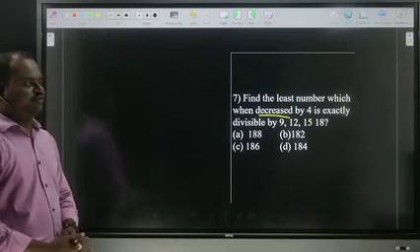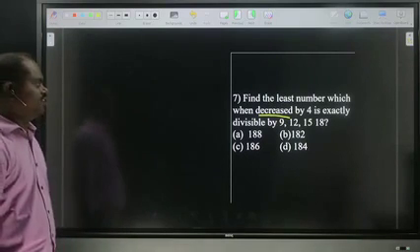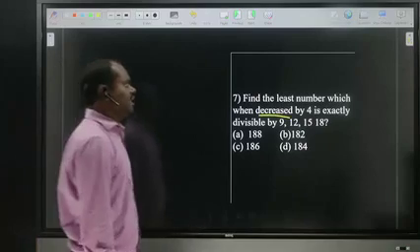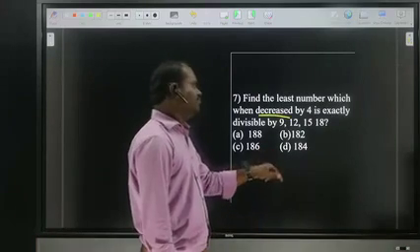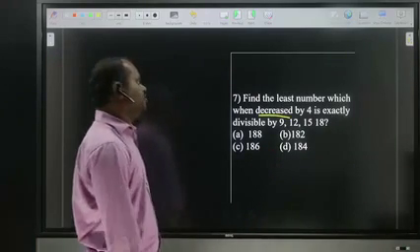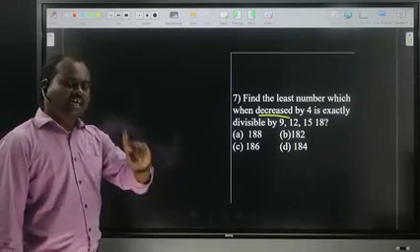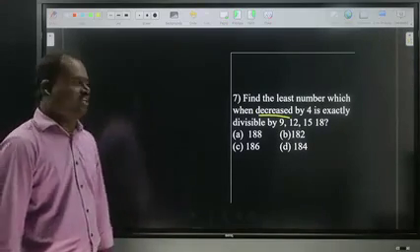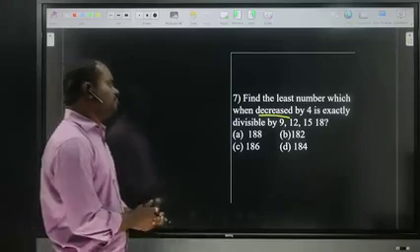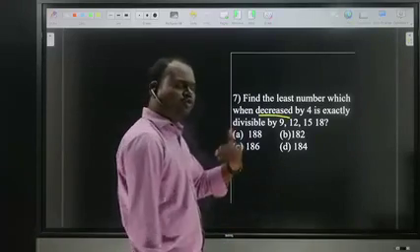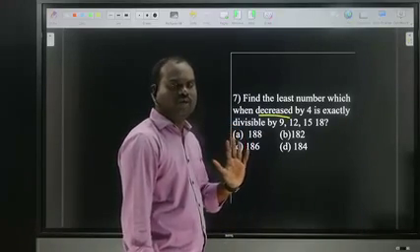Right. People are giving 184 as the answer. Shall we see now? Find the least number which when decreased by 4 is divisible by 9, 12, 15, 18. So what is it? When decreased by 4, LCM plus 4. Now we can go through options also.